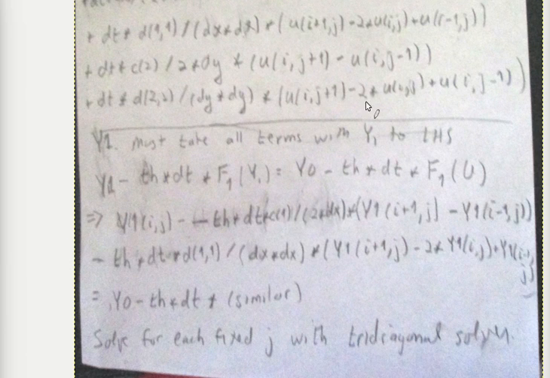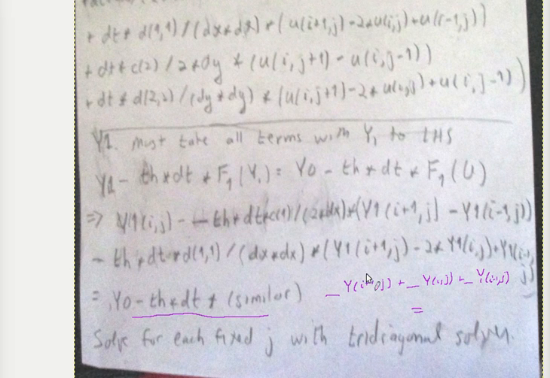some constant. Let's see if this works. You're going to have some constant times y I plus 1 j plus some other constant times y I j plus some other constant times y I minus 1j. And you're going to have that on the left-hand side, and that's equal to this stuff on the right-hand side, which you can evaluate directly.